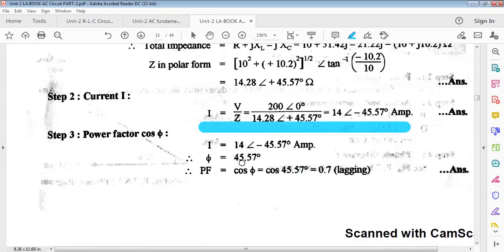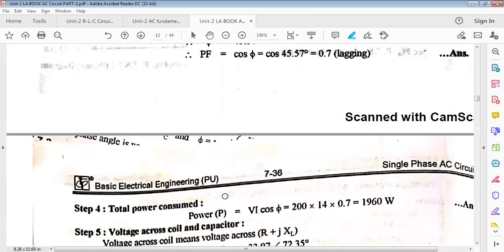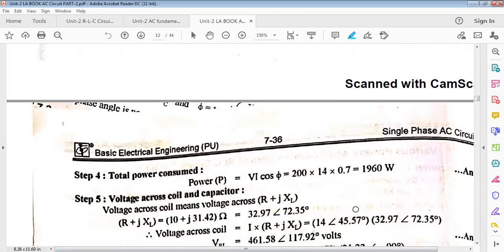Total impedance, total current, phi, power factor, power consumed. What is the formula for active power, true power, real power, power consumed, power dissipated? What is the formula? VI cos phi. VI cos phi, correct. What is the unit for active power? Speak loudly. Watt. Watts, correct, very good. Okay, so using this, here V and I, which value can you use? RMS. RMS only, don't use peak here while calculating active, reactive and apparent power.